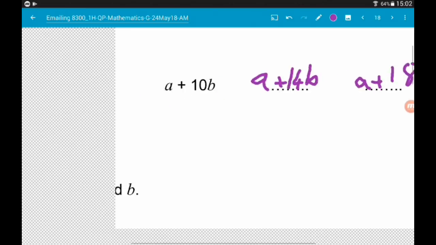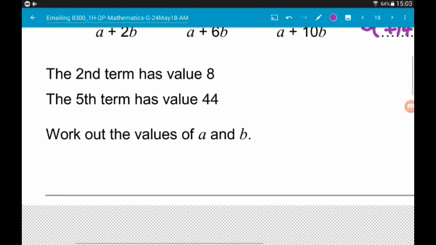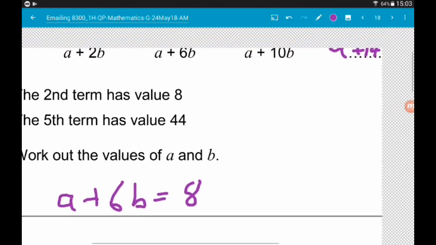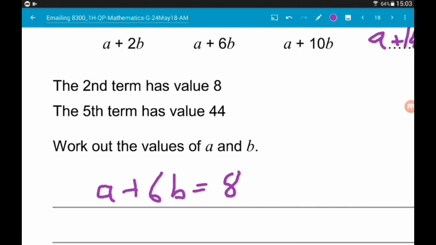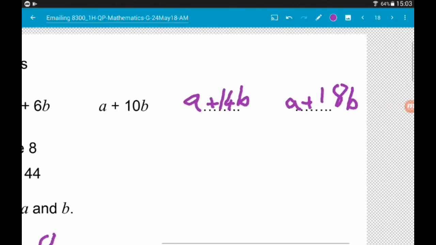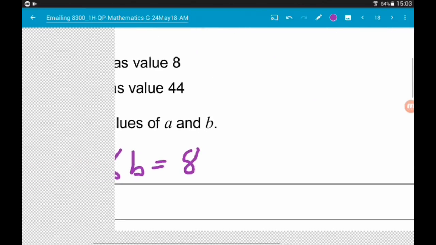Okay, so we know the value of the second term is 8. So that tells us then that a plus 6b is equal to 8. And the value of the fifth term is 44. So that tells us then a plus 18b is equal to 44.